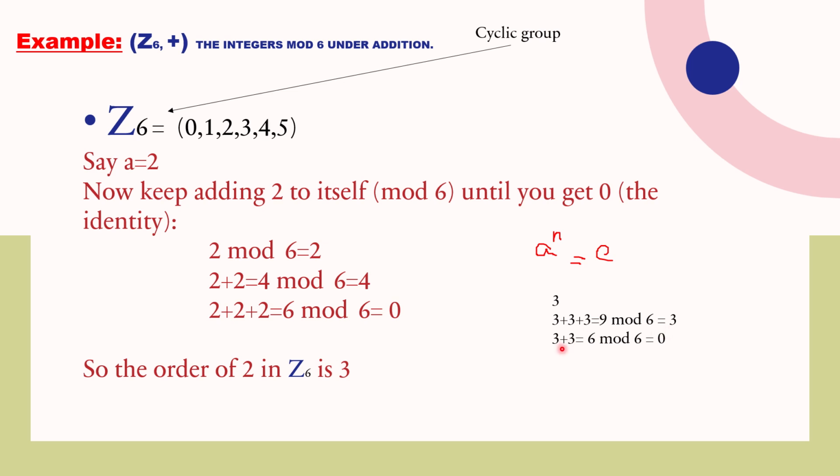But if we just do 3 plus 3, that is 6 mod 6, we get 0. So the order of 3 is 2, because adding 3 only 2 times will give us the identity element. Therefore, the order of 2 is 3, the order of 3 is 2, and that's how you will check for the rest of the elements as well. Okay, so this is the basic concept of order of an element. Now, if this is clear, we will move to the next topic, which is involution.